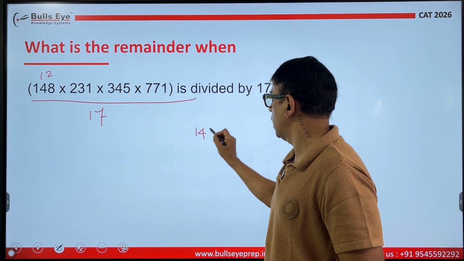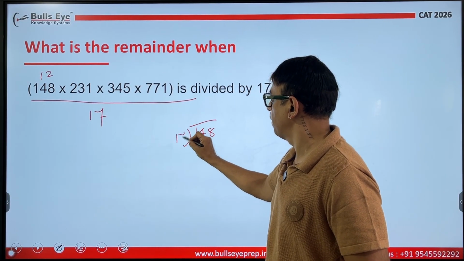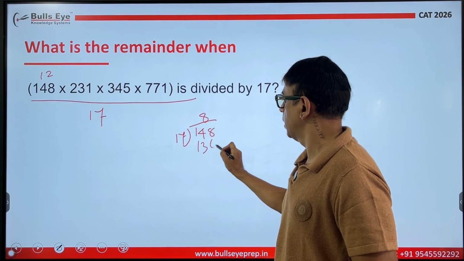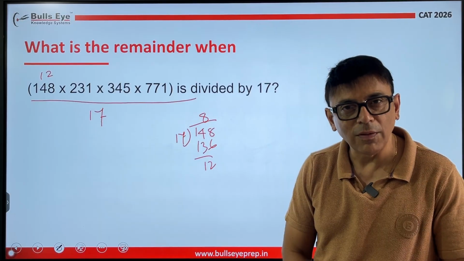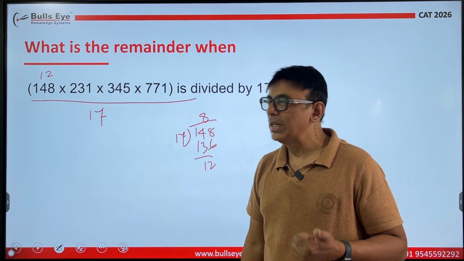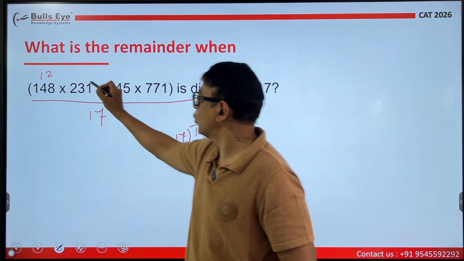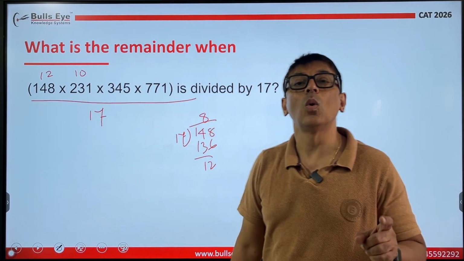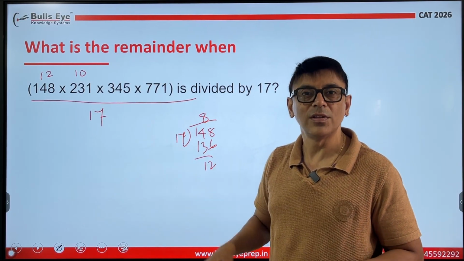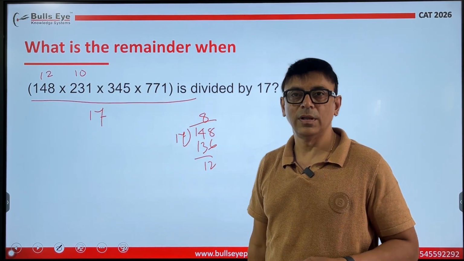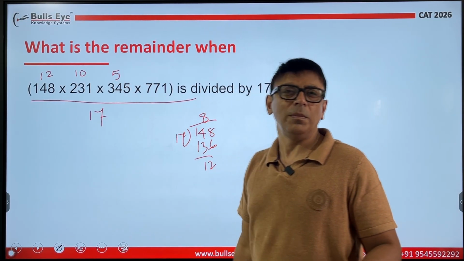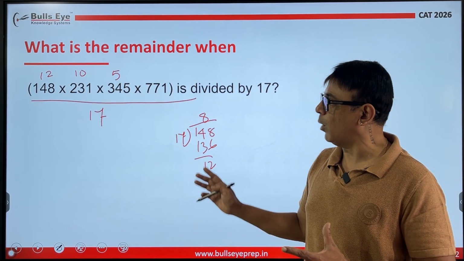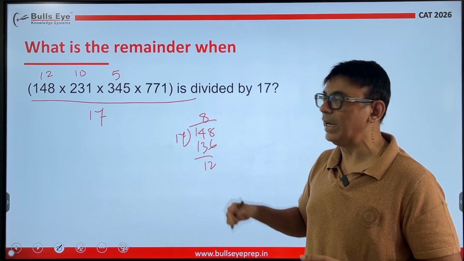What did I do? I simply divided this. So that's 12. How about 231? 17 1s are 17, 61, 17 3s are 51. So here the remainder is 10. 12 is the remainder and 10 is the remainder. How about this? 17 20s are 340. So the remainder is 5. So I'm taking term by term. I found the remainders of these 3 terms. Now heading towards the 4th term.